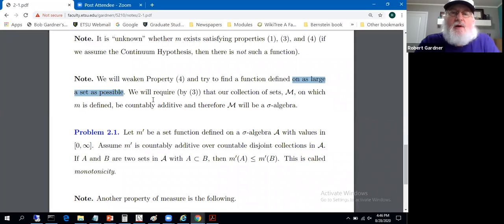We're going to require property 3, the countable additivity, to hold. That means we're going to require that the collection of sets which are measurable, which we'll denote with a calligraphic M, is closed under countable unions. And we'll have closure under complements as well. In other words, we're going to define our measure, Lebesgue's measure, on a sigma algebra of sets. It's going to be a sigma algebra that includes all intervals, in particular all open intervals.